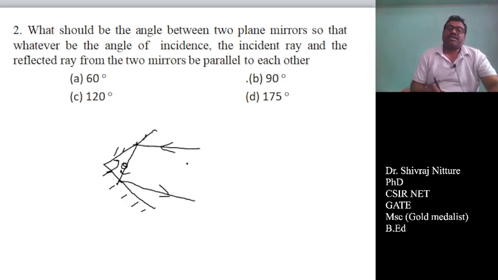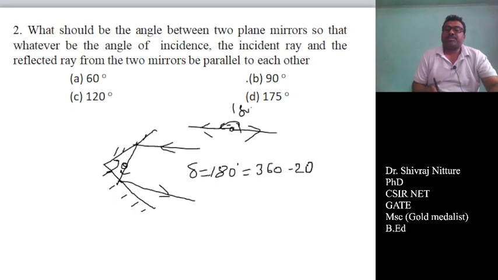Look here, one ray is going this way and then this way. So here the angle of deviation is 180 degree. This you should clearly know, because a ray is going in this direction and after reflection it is going like this. So the angle of deviation is 180 degree. Then what is the formula for angle of deviation? That is 360 minus 2 theta. Theta you have to calculate. So 2 theta is equal to 360 minus 180, which is 180. So theta is equal to 90 degree. So the answer is 90 degree, right?